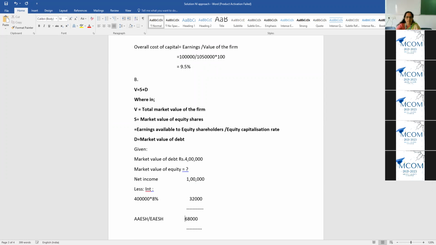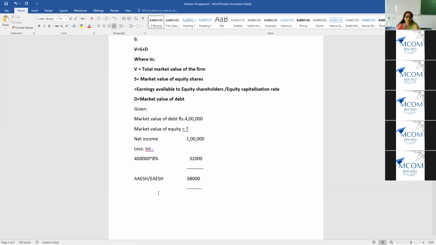Is it clear? Yes, ma'am. Okay, so our amount available to equity shareholders is coming down to 68,000 because debt is increasing. What we have to calculate now, having got the amount available to equity shareholders, is the market value of shares.